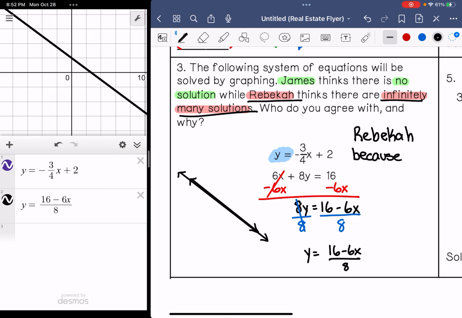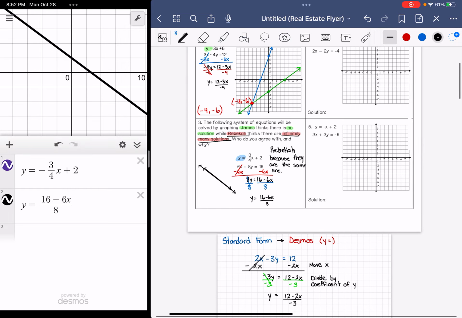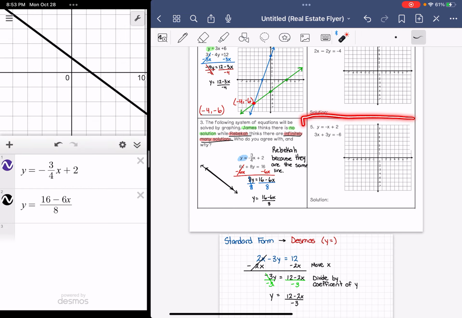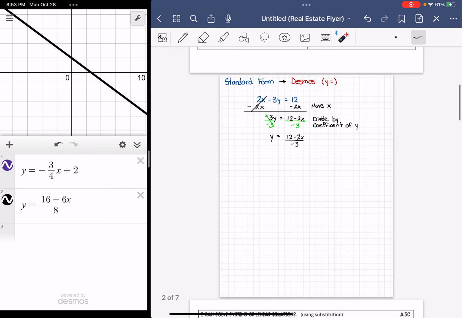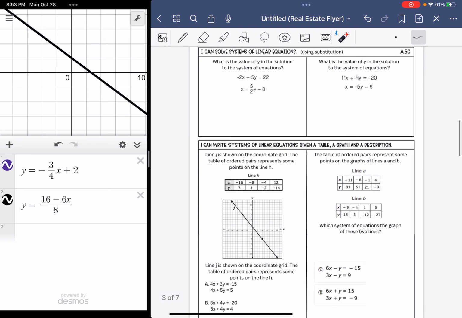Because they are the same line. Okay. And that leaves you with one more graphing question to do. All right, let's take a look at the next section.